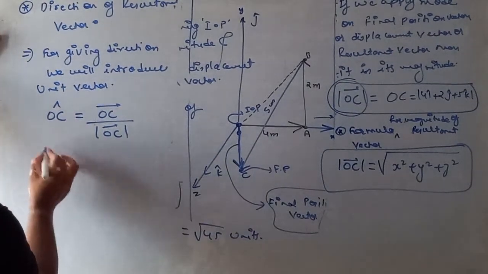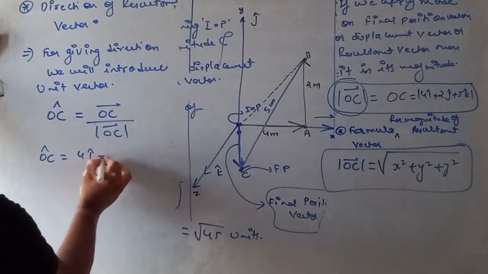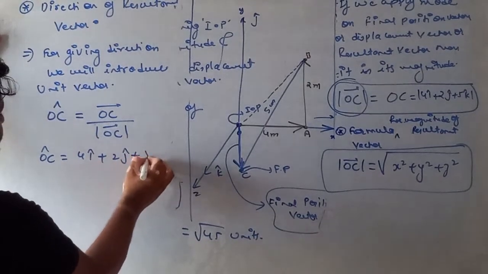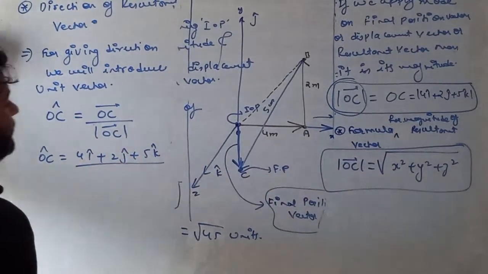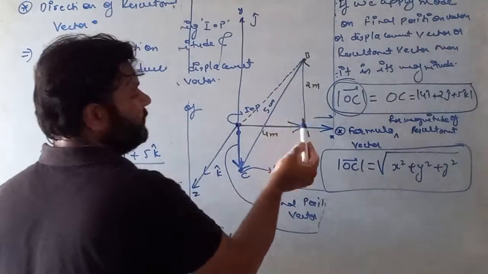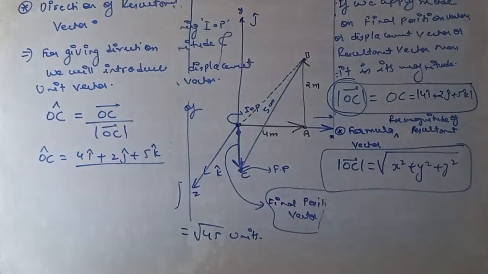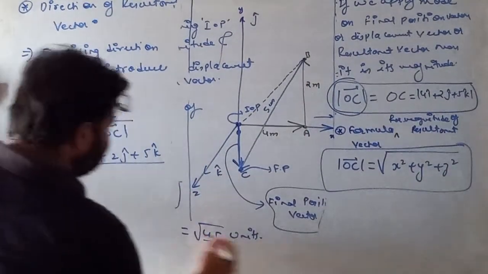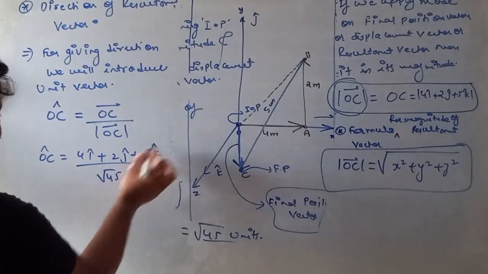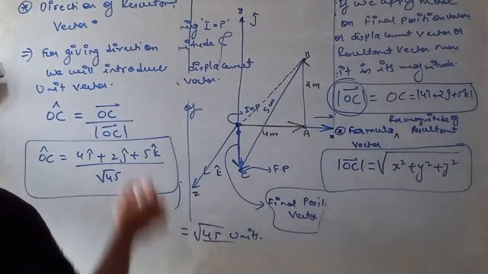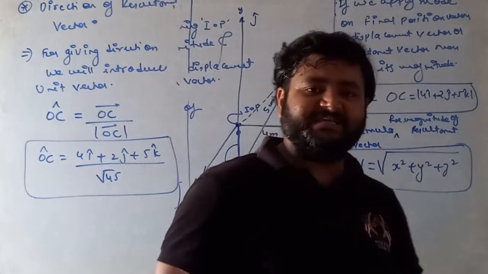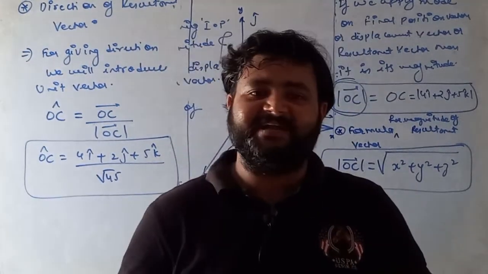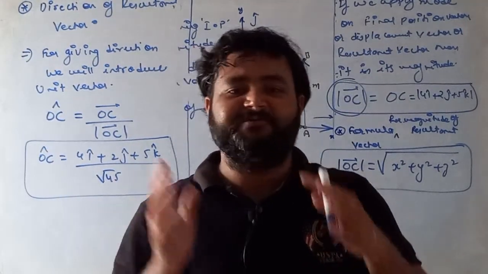So what is the value of OC vector? It is 4i cap plus 2j cap plus 5k cap. As we all know, 4 along x, 2 along y and 5 along z. And what is the magnitude of OC vector? It is root 45. So this is the value of the direction of the resultant vector through the unit vector.